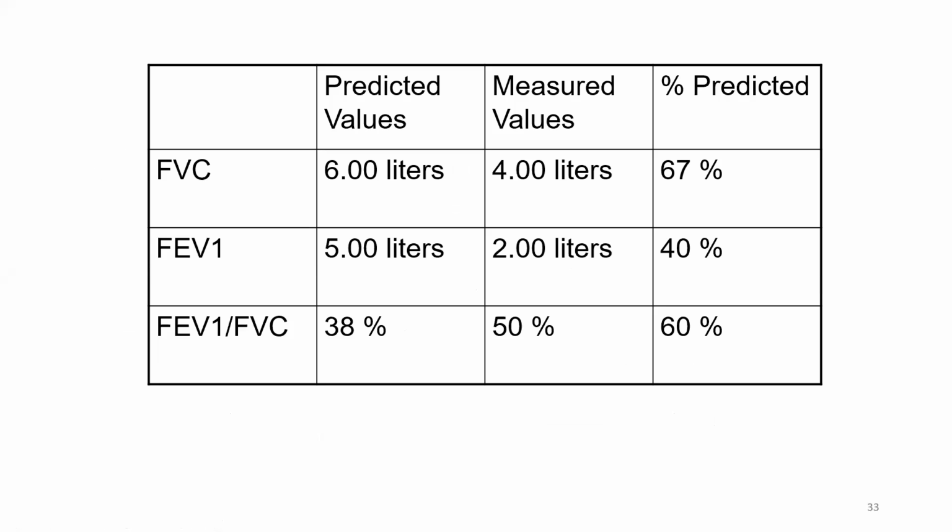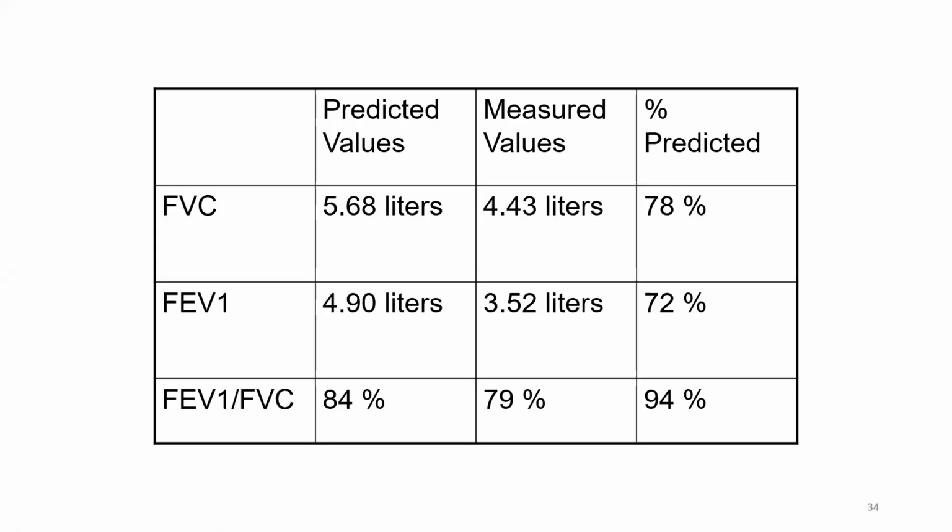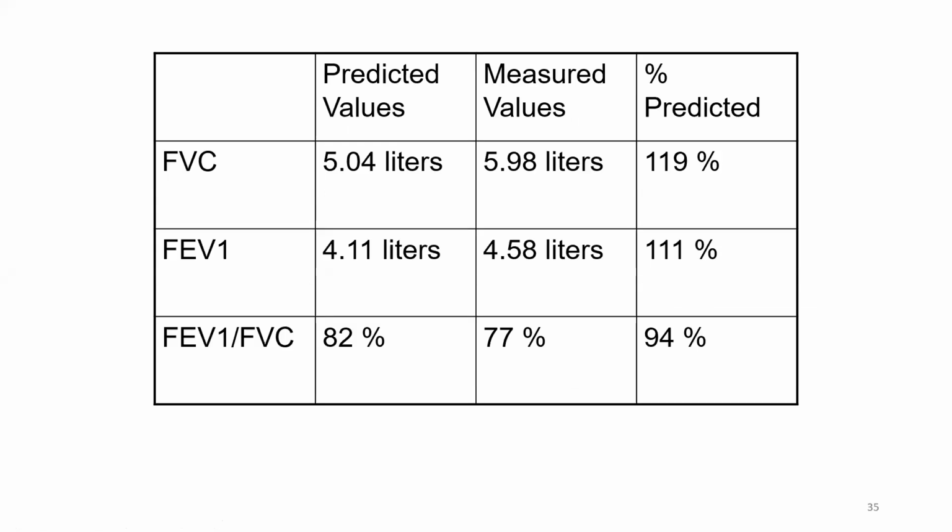These are some examples. FVC predicted 67%, FEV1 40%. This is diminished, this is diminished, and the ratio FEV1 to FVC is also diminished, so this is obstruction. Here, FVC is 78% and FEV1 is 72%. Both are diminished, but the ratio is normal or even higher than normal, so this is a restrictive pattern.